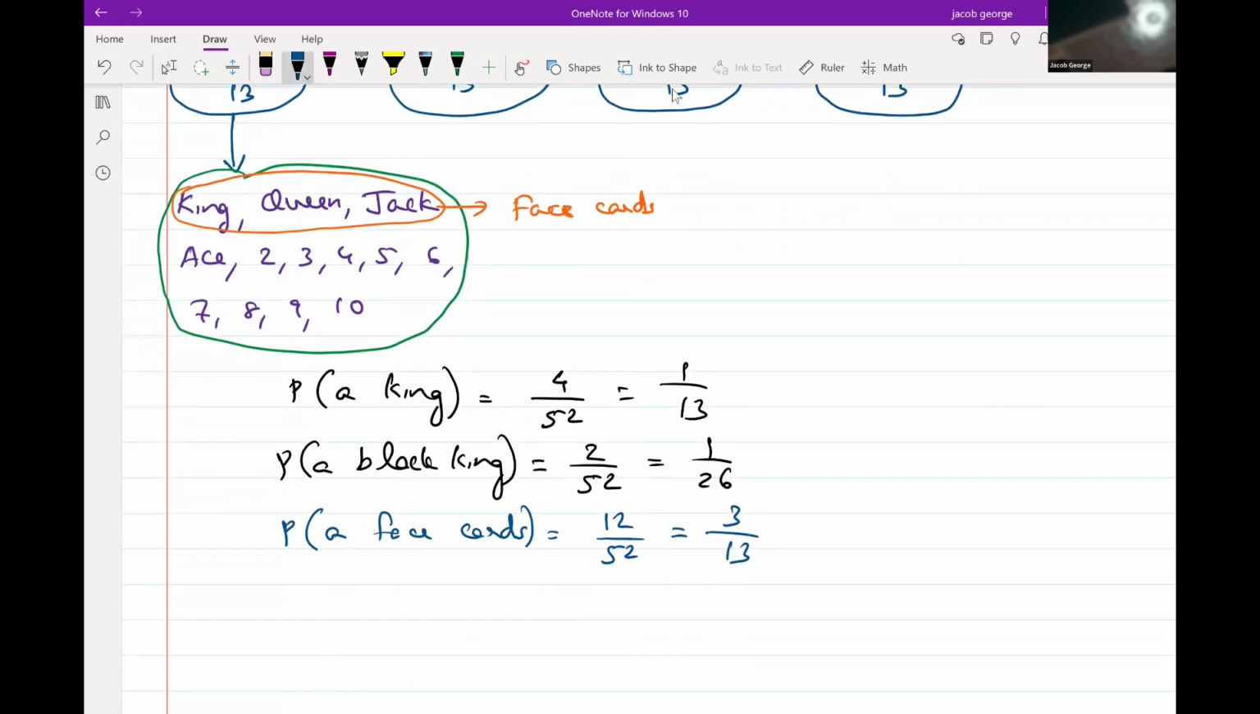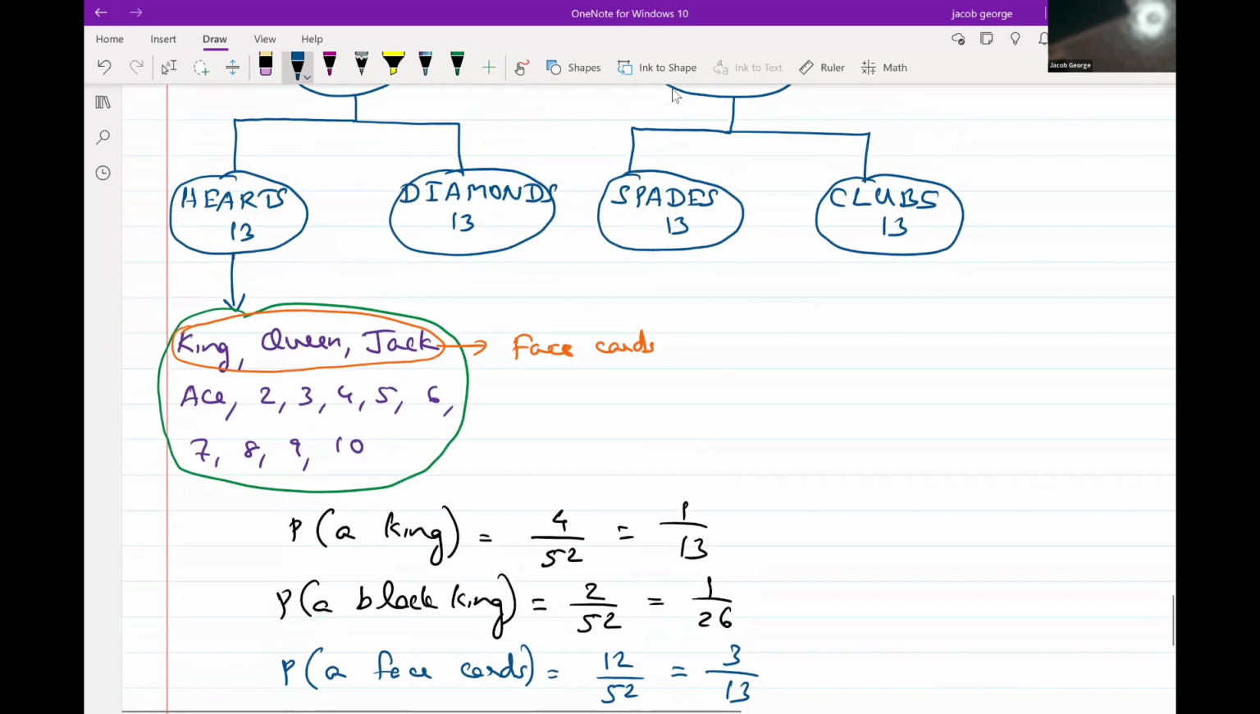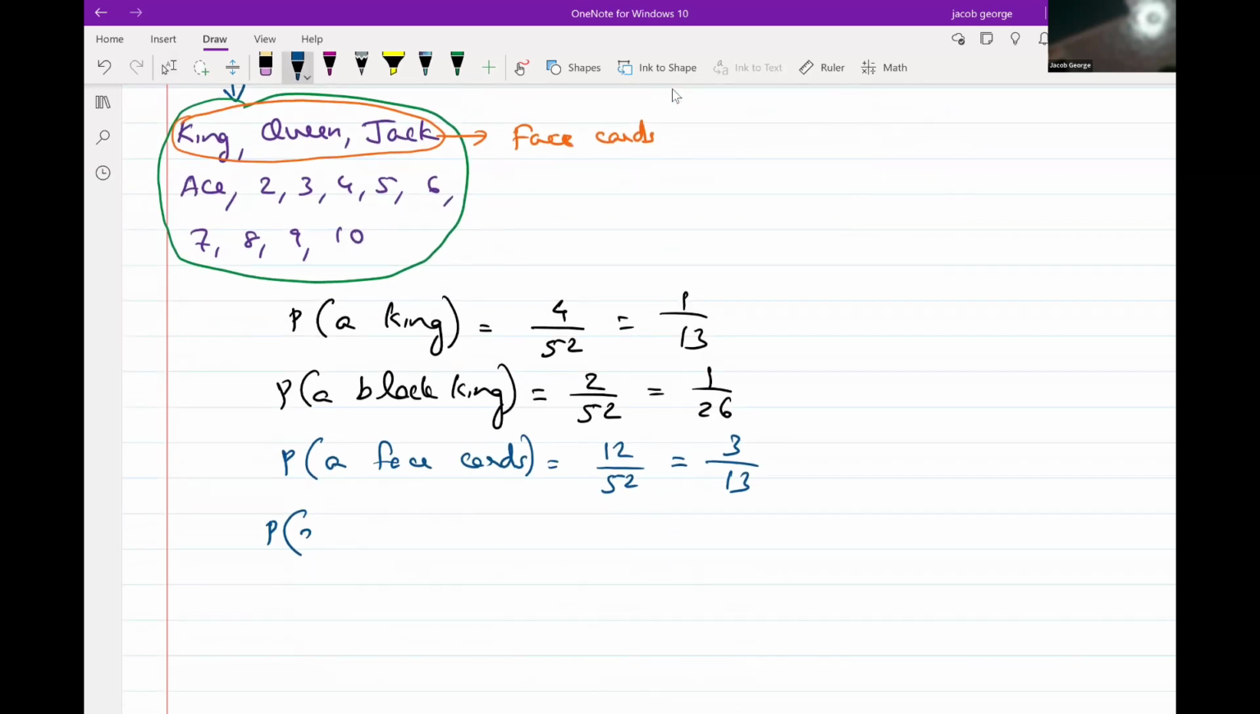Next, probability of getting a diamond and a king. If the connecting word is and, we take the one which is common in these two. That means in the diamond group, how many kings are there? Only 1, so it is 1 by 52. Diamond and a king is 1 by 52.